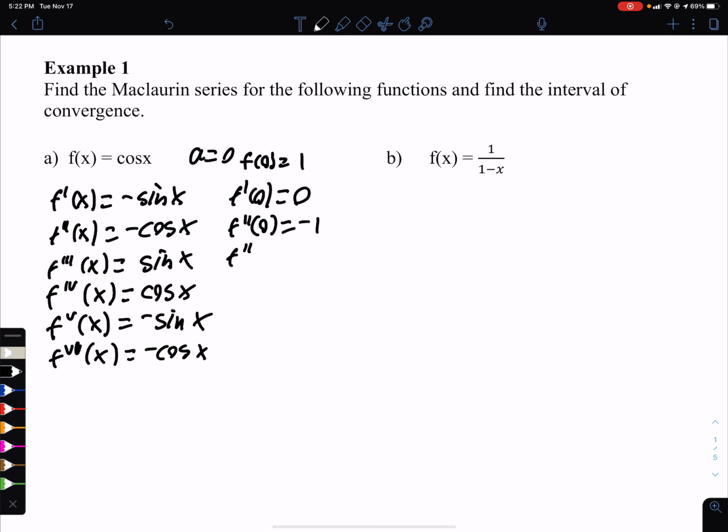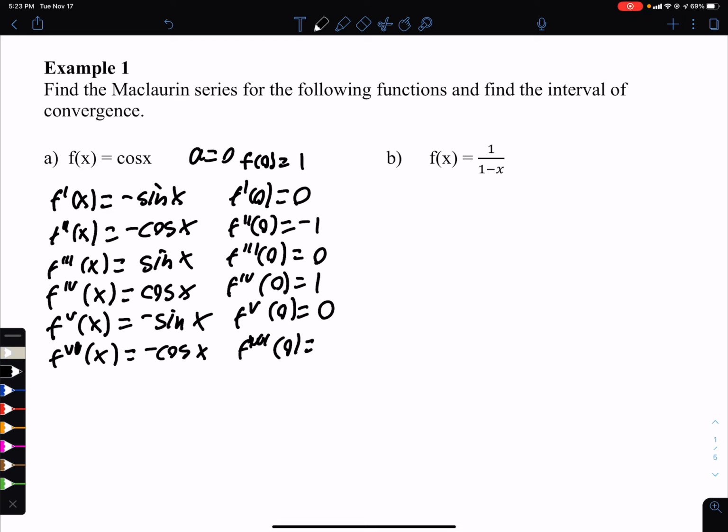And let's continue down this pattern. This will be 0 because sine of 0 is 0. The fourth derivative, cosine of 0 is 1. The fifth derivative, sine of 0 is 0. And then the sixth derivative at 0, cosine of 0 is 1, but there's a negative, so that's our pattern.